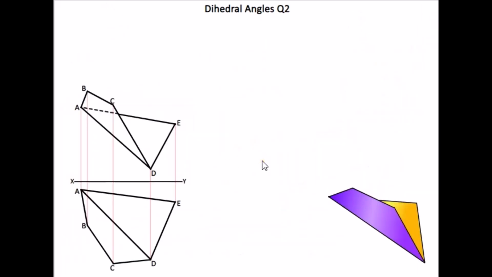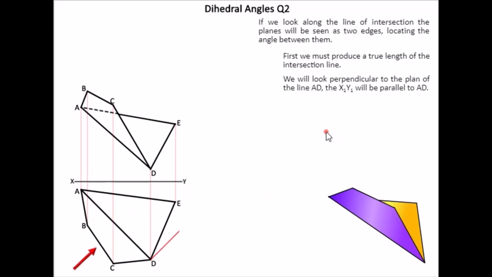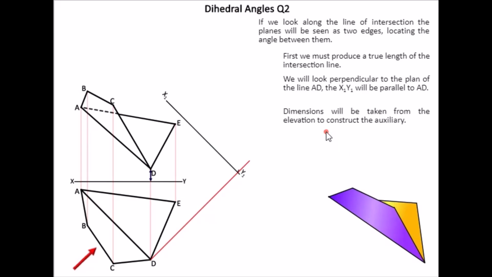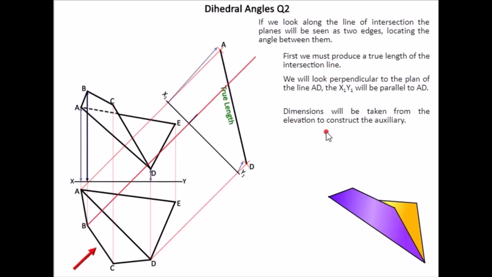Now in this dihedral angle question 2, the only difference is we have an extra point. So basically it's the same method again. We have a common edge here, so this is our line of intersection between the two surfaces. So we start off with our first auxiliary looking 90 degrees to the line of intersection, seeing the true length. Then we bring up our points, so we mark off our points.